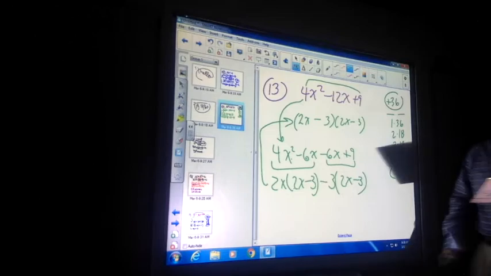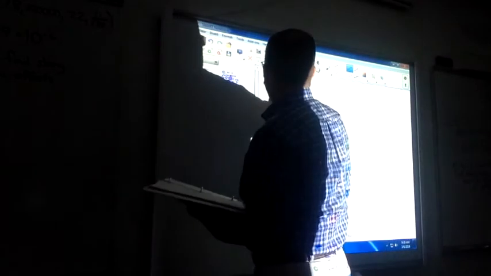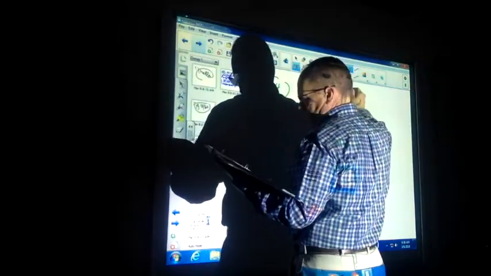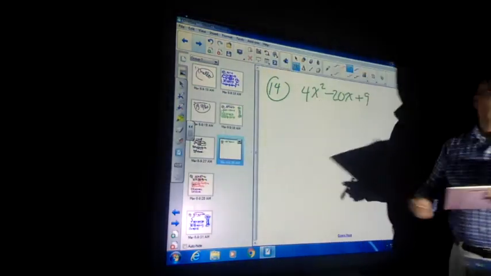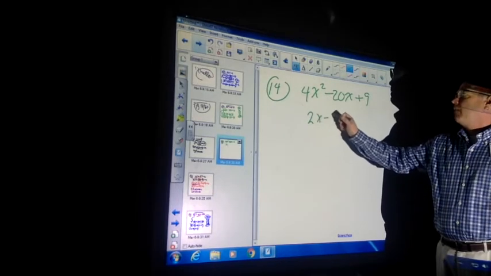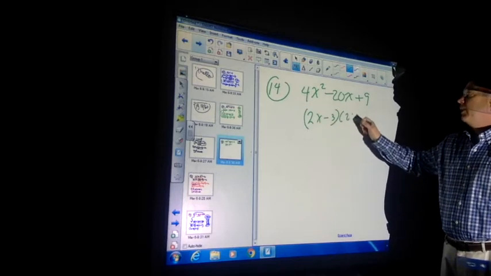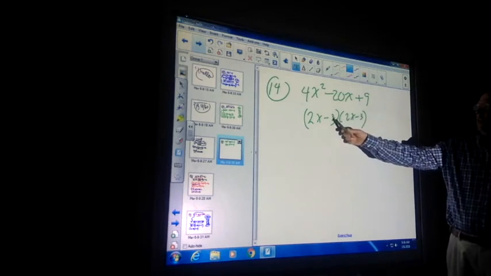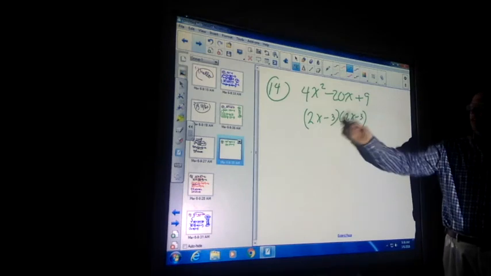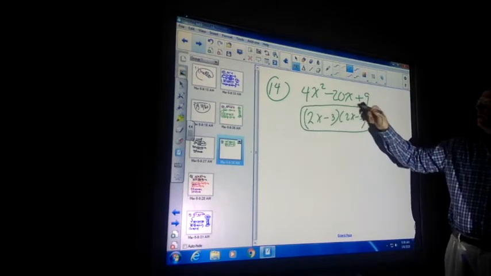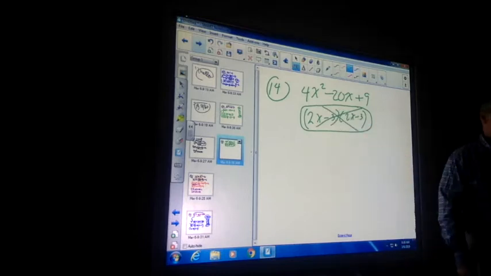In 14, you said 2? Yep. 14, I believe, is going to be the same type of way. Let's double check it though. So 4x squared minus 20x plus 9. Well, 4x squared is a perfect square, and 9 is a perfect square. So it's very possible this will be 2x minus 3 and 2x minus 3. It's very possible, but let's double check this. If I had done it this way, middle terms are negative 6x, negative 6x, which gives me negative 12x. So this way does not work. Okay? Didn't have to write the sum.